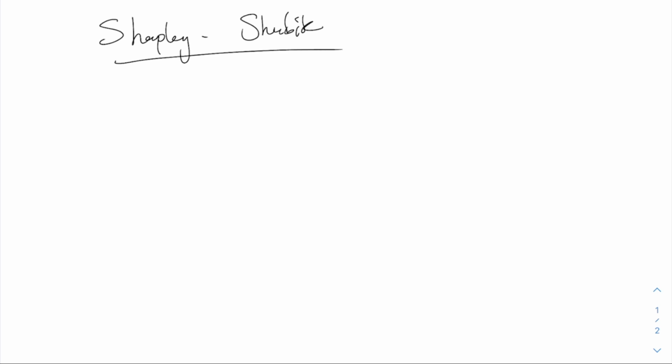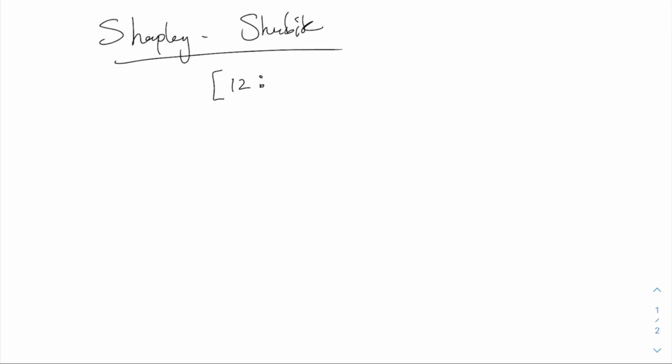So this is the Shapley-Shubik. Something's weird with my scrolling. I'll deal with it. Let's just do an example. I hope you have a vague memory of what we did last time. If not, you'll remember right quick.